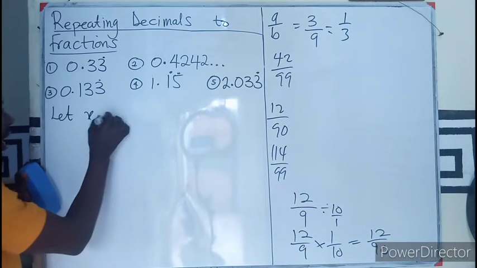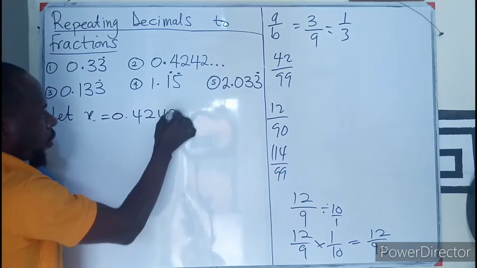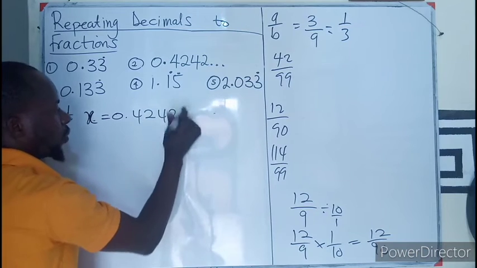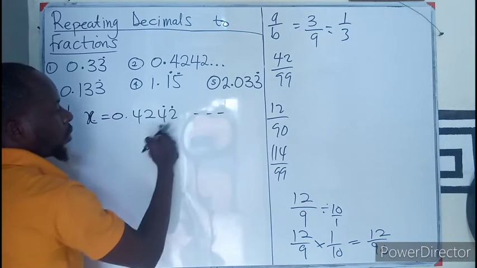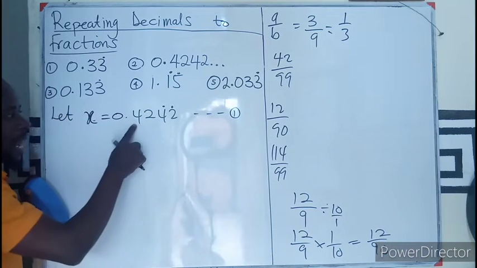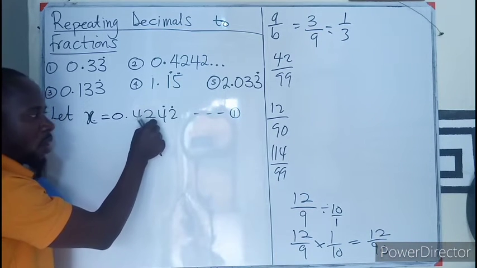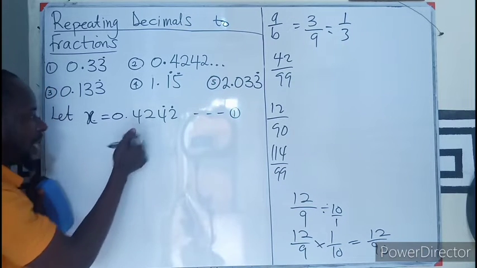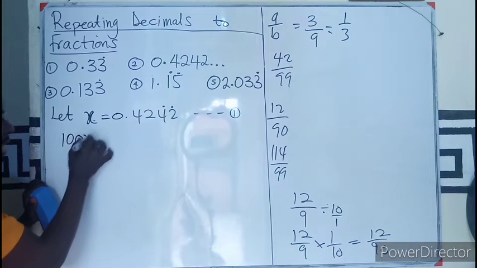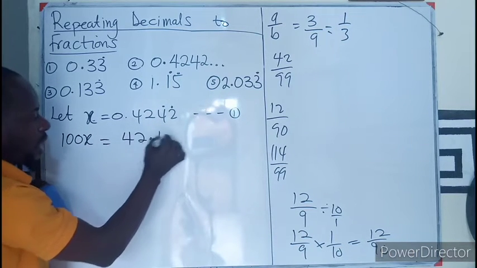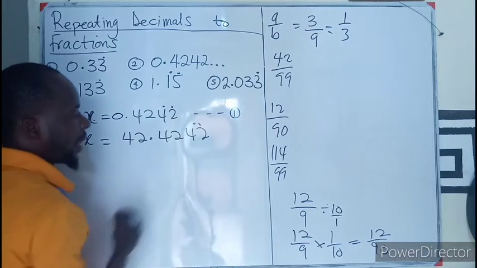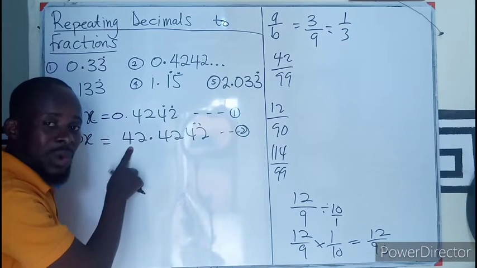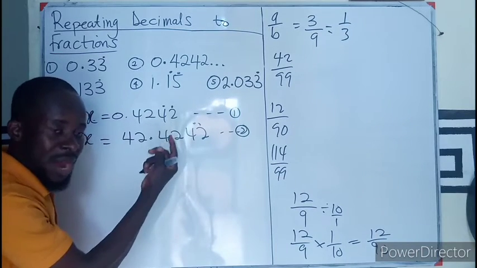Question 2. So we are going to have 0.4242 recurring. That's the first equation. Let me use a bar, meaning that 42 is recurring. Equation 1. How many numbers are recurring? 2. So I want both to come here, meaning 100 will be the power of 10 I will use to multiply this. So 100 times this gives me 100x equals 42.4242 recurring, and that is our equation 2. Do we have all our recurring numbers as a whole number? Yes, 42 is the number recurring. So we have it there.